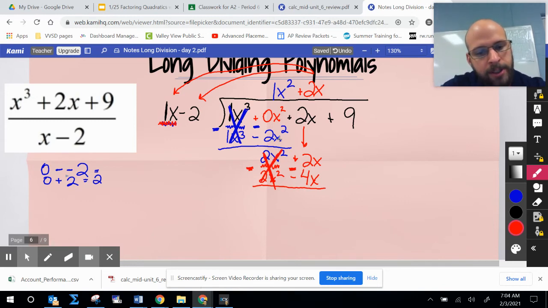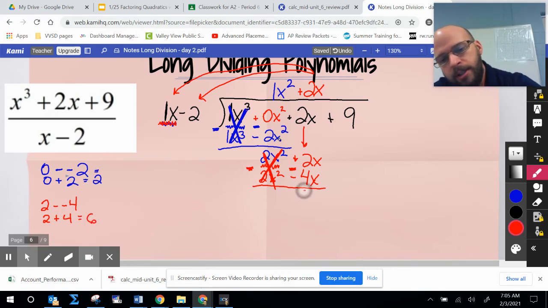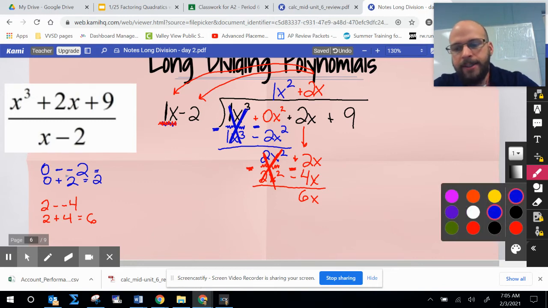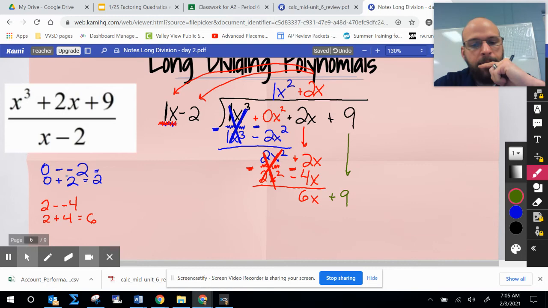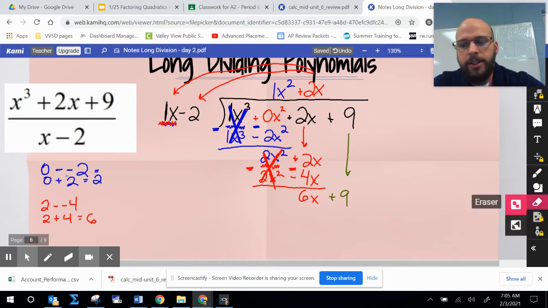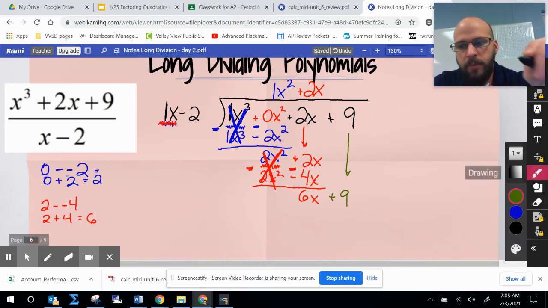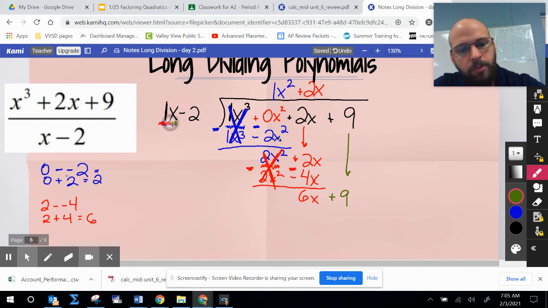But I have to worry about the second one, 2 minus a negative 4, which is 2 plus 4, which is 6. So this would be a 6x. And then my last step, I'm going to bring down the last term, plus 9. So let's erase these arrows on the top. Okay, so my question is, what do I have to multiply 1x by so that it becomes a 6x?